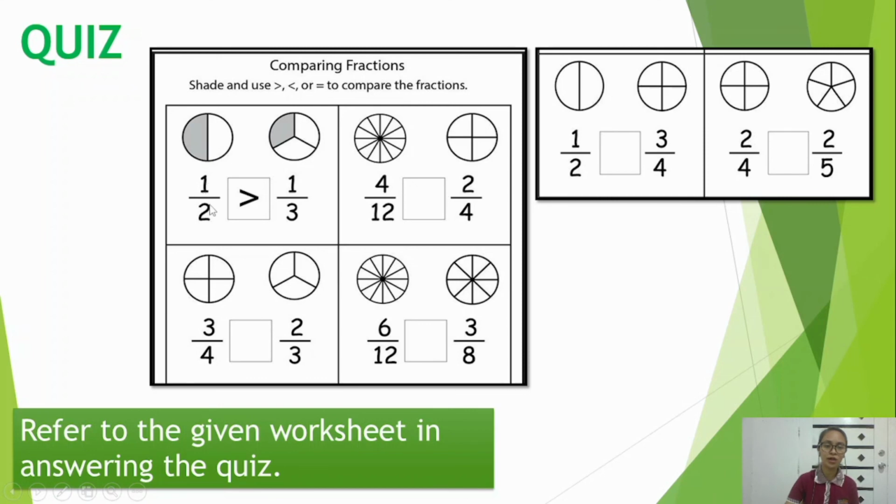The fraction is 1/2. So, may shade na yung isang parte. Tapos, this one is 1/3. So, 1 out of 3 ay may shade. So, which is bigger? Kung mapapansin nyo, mas malaking shaded region ng 1/2 kaysa doon sa 1/3. So, we can conclude that 1/2 is greater than 1/3. So, ganun lang ang gagawin nyo dito sa number 1, number 2, number 3, number 4, and number 5. So, answer this on your worksheet.